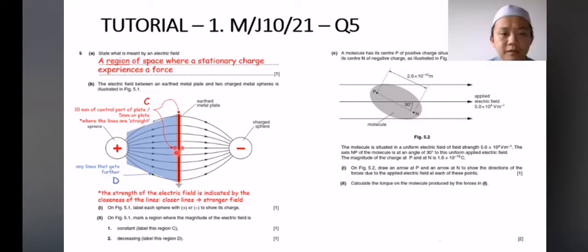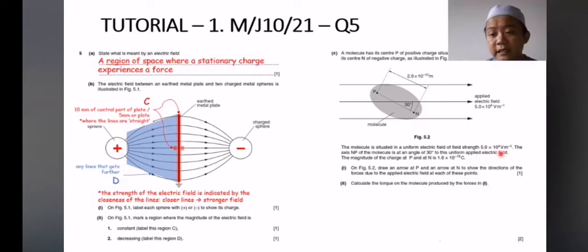Alright. Part C. Here, a molecule has its center P of positive charge situated a distance of 2.8 times 10 to the power minus 10 from its center N of negative charge. So it has positive charge here, negative charge here, as illustrated in figure 5.2. The molecule is situated in a uniform electric field of field strength 5 times 10 to the power 4 volts per meter. Here it gives the electric field strength.